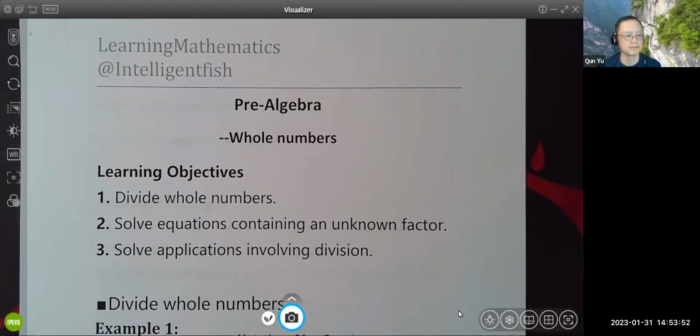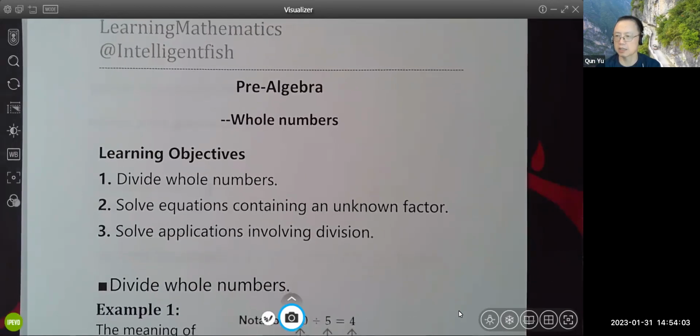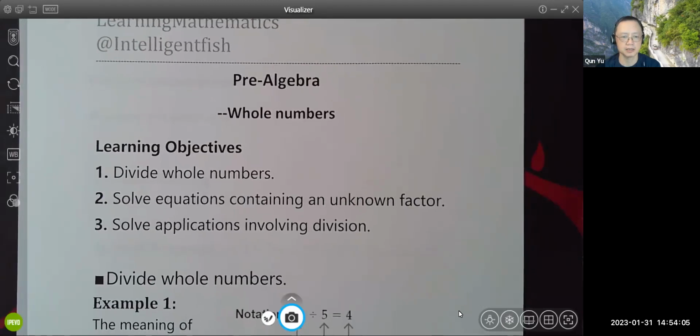Okay, everyone. In this video, we're going to solve some division problems. And we have 3 learning objectives. As you can see here, first, we are going to do some divisions using whole numbers. Then we solve equations that have an unknown factor in them. Then we're going to solve some application problems using division.